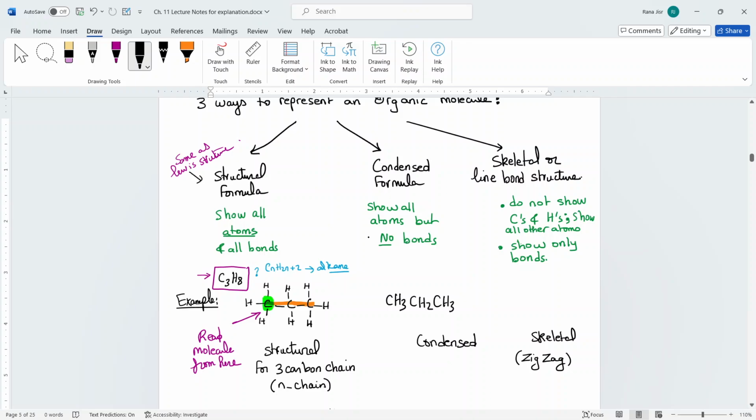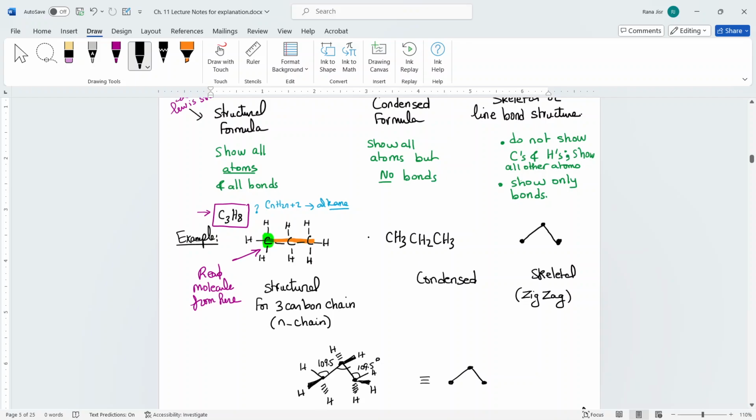So I'm going to represent every carbon by a dot. So this is 1 dot, this is the second, this is the third. And I draw them in a zigzag way. I don't draw them straight. There's a reason why I don't draw them straight in there. Because drawing the carbons straight like this indicates that the carbons are linear, and I know that they are not linear.